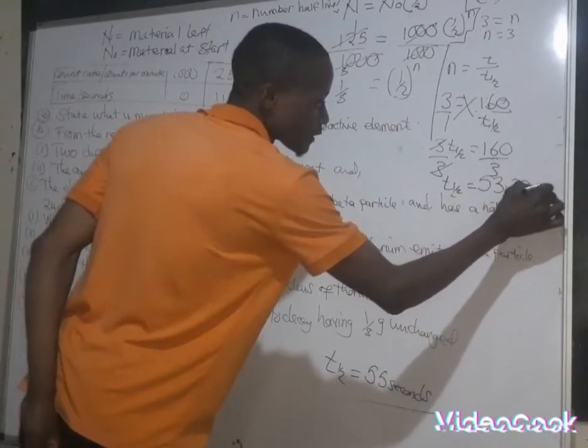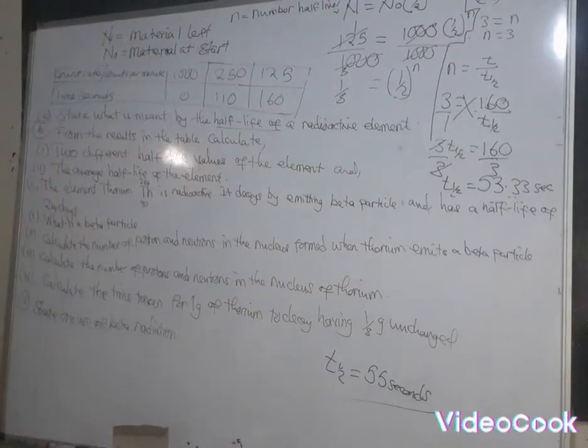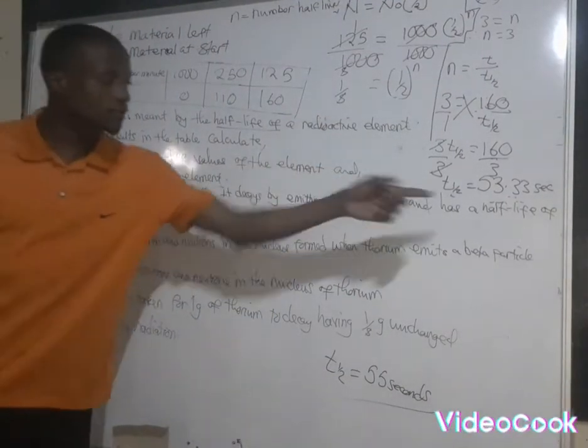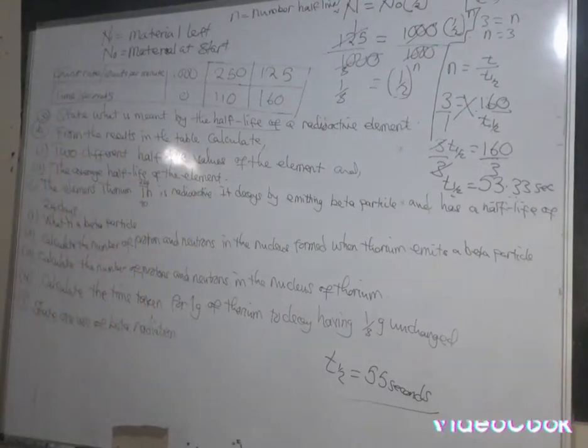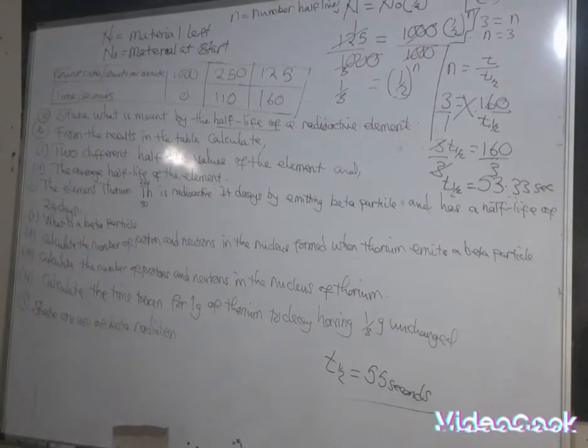The half-life is equal to 53.33 seconds. So the two different half-lives: the first one we found in the beginning, 55 seconds, and the second one is 53.33 seconds. So that's how we calculate the half-life.